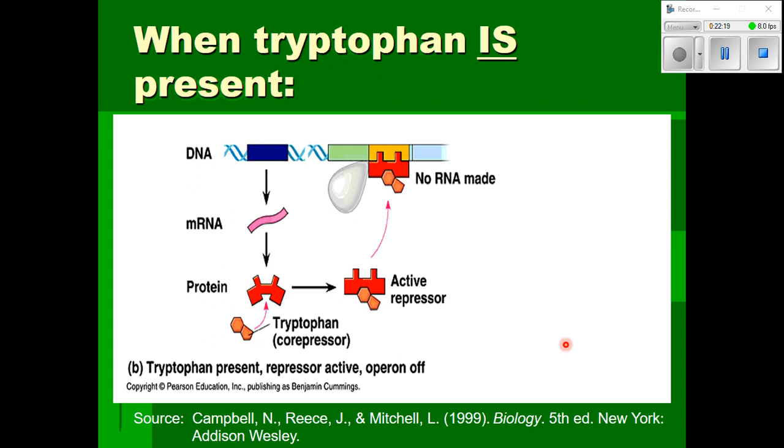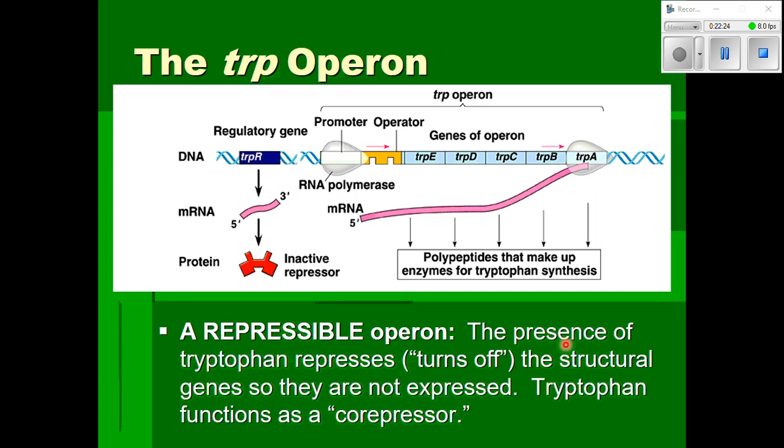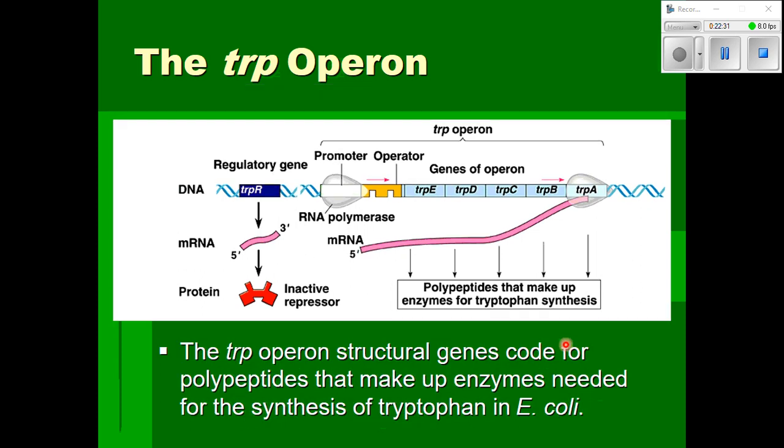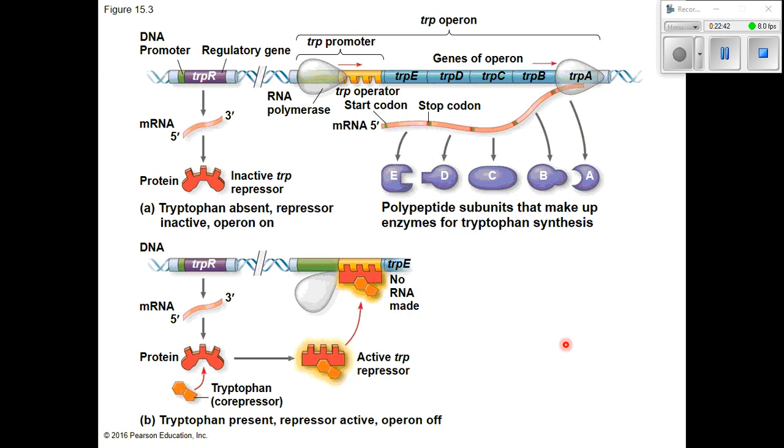So tryptophan is a repressor in a way. So we call it a co-repressor. In other words, the presence of tryptophan is switching the genes off. So the trp operon is a repressible operon. Again, when tryptophan is present, the genes are switched off. When tryptophan is absent, the genes are switched on.